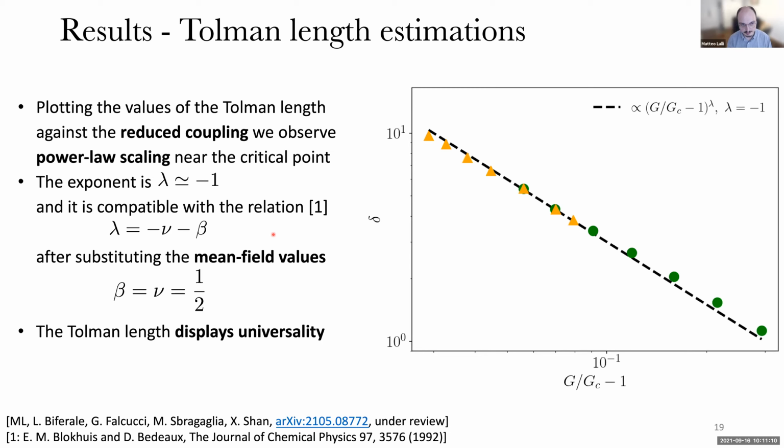It is compatible with the mean field values of beta and nu, according to this relation that was computed in 1992, that this exponent should be -nu minus beta. And again, all the data are still collapsing no matter the pseudo potential that we're using.